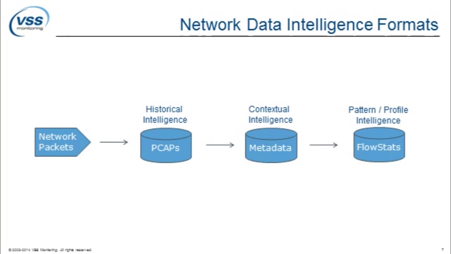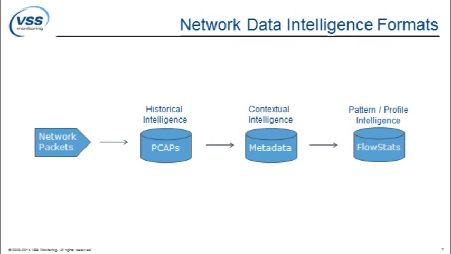Now we've talked about three different data types, and each of these is good and bad for different kinds of use cases. So before I dive into each of these a little bit, let me just talk about what they're good for. PCAPs are great for historical intelligence. Every byte is stored, so you can go back in time and look at what exactly happened at a given point in time. Let's say a customer has a problem last Monday, and they call you up. You can go back to the PCAPs and look at what happened last Monday and exactly figure out what happened. That kind of historical intelligence PCAPs are great for.